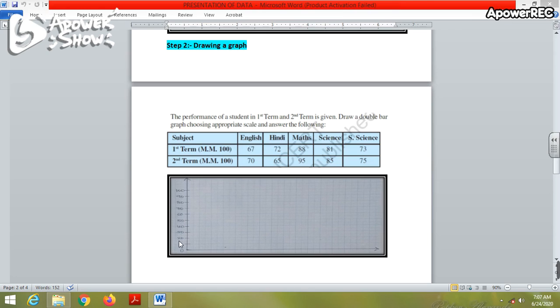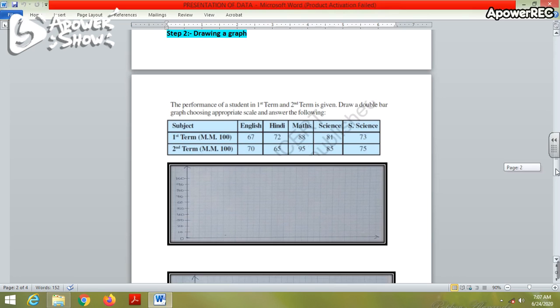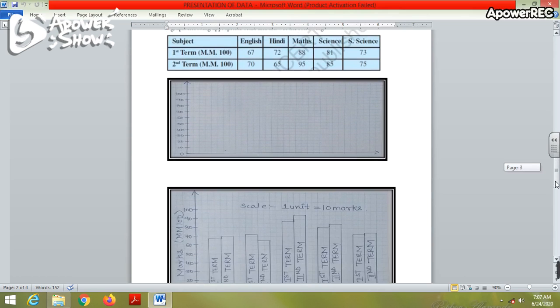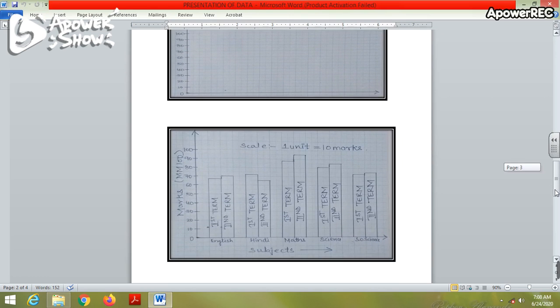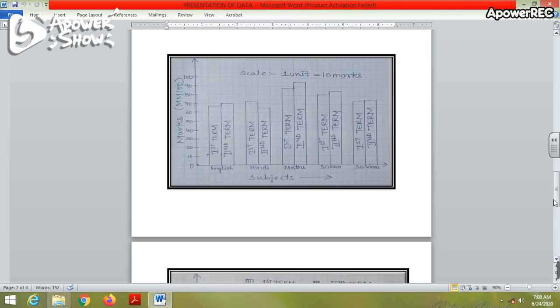So we are dividing this as 0, 10, 20, 30, 40, 50 up to 100. Why up to 100? Because the maximum value is 95. After drawing these vertical and horizontal lines and marking the marks here, now it's time to draw the bars.